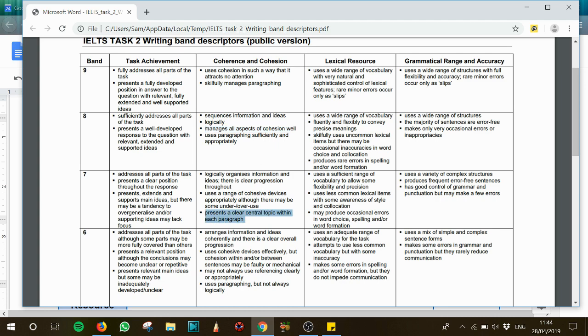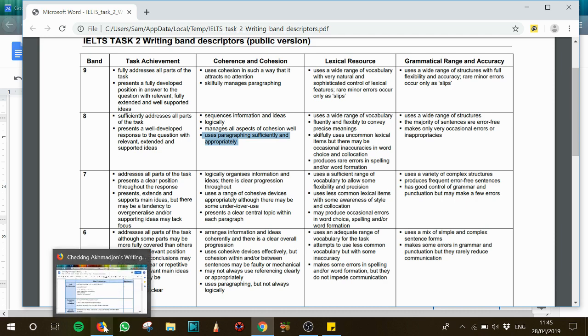"Presents a clear central topic within each paragraph." Yes, definitely. That's why I can summarize them. "Uses paragraphing sufficiently and appropriately." I'd say we're probably even at this level because there's clear ideas in each paragraph. We've got the introduction, we've got the conclusion, two main ideas. Yeah, that's really good. So we've got one part that's perhaps band 6, one part that's band 7, maybe band 8, and one part that's probably band 8, if not very, very high band 7.